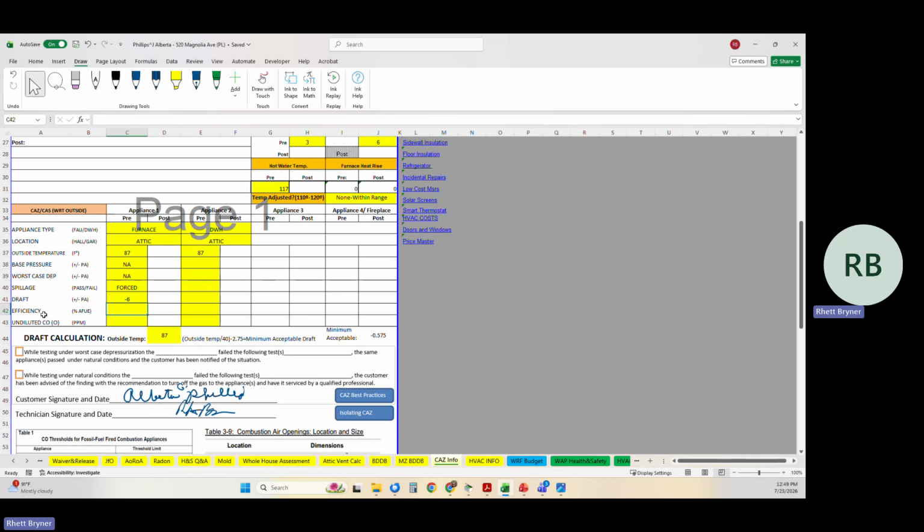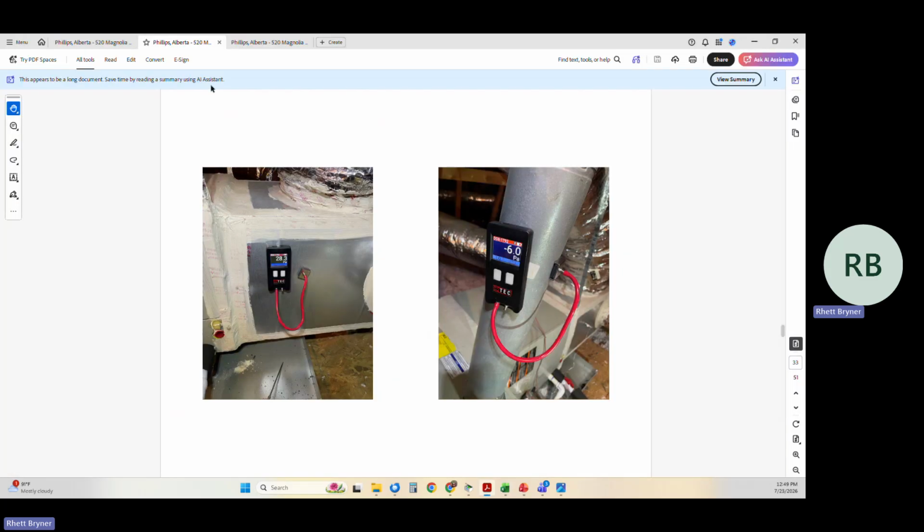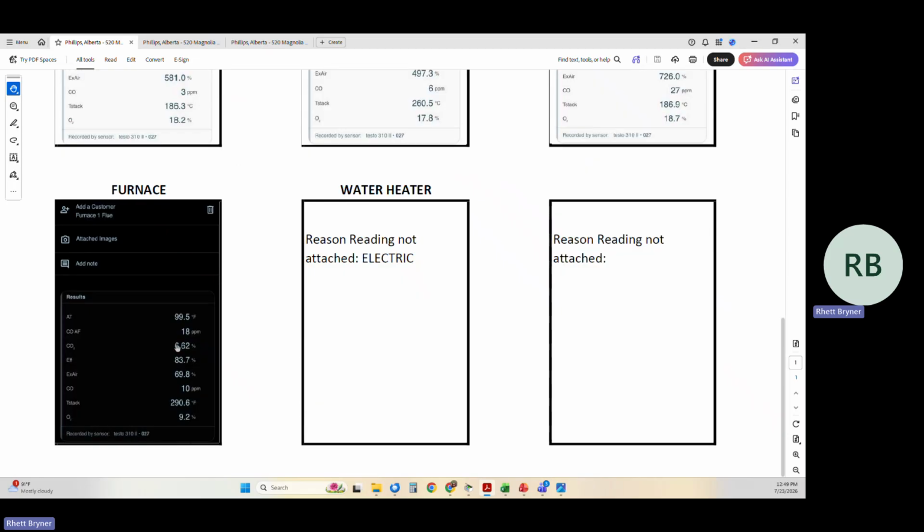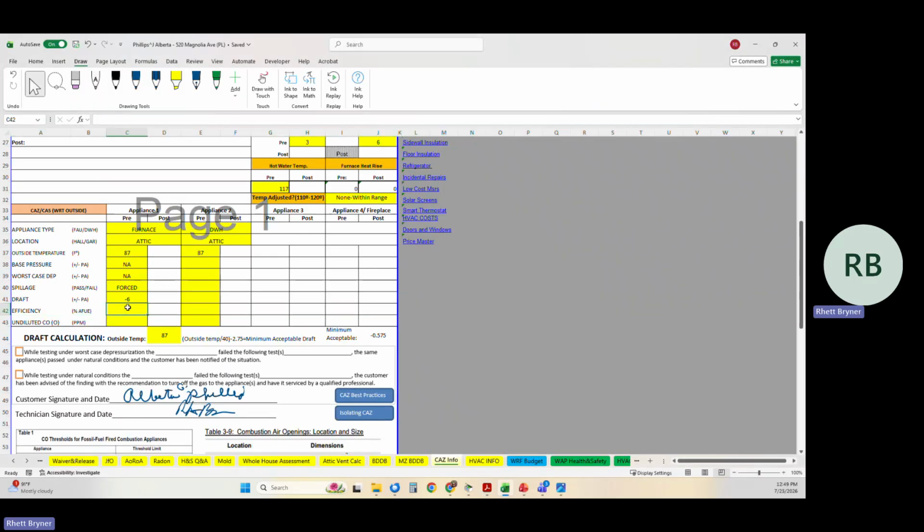All right. Next is going to be your efficiency and your undiluted CO, or let me just start with the efficiency first. So efficiency is going to go back to our readings that we got at this furnace. In this case, it's right here. So you see where it says EFF. So it's 83.7% efficient. All right. So that's based on the actual readings we got at the furnace with our combustion analyzer during the test. All right. So 83.7 is your efficiency.